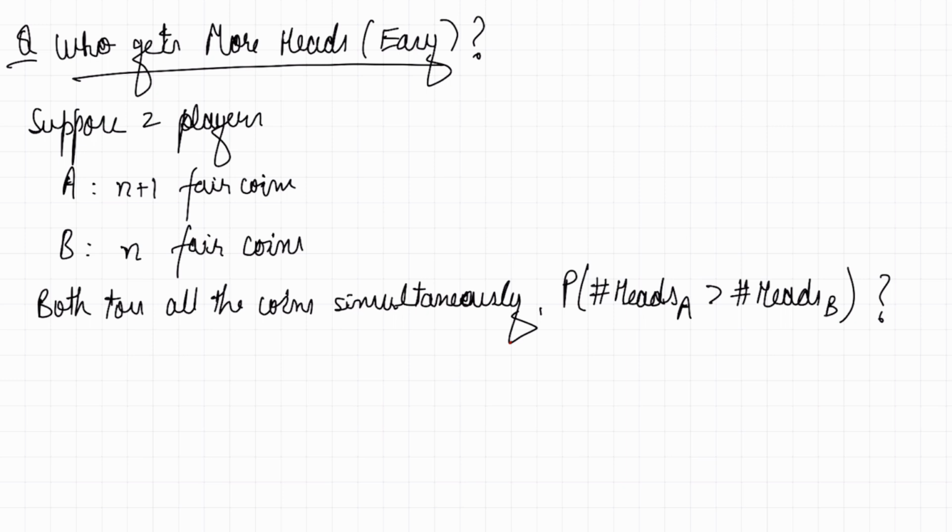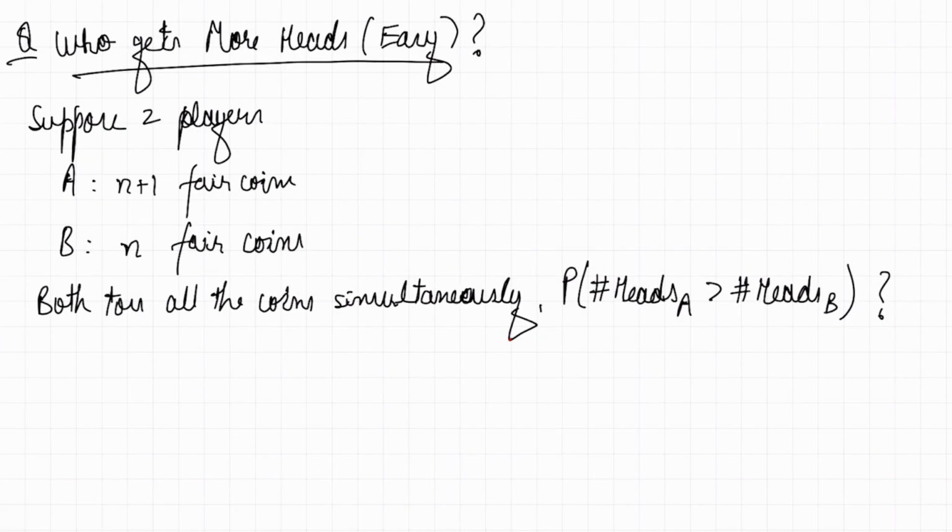Anyways, today we're going to be starting with a probability based question, and today's question is who gets more heads. This is an easier version of the problem, and the reason I say so is because in the next video we're going to be talking about a more complicated version. But anyways, today we're going to be talking about the situation where you have two players, A and B, and A has n plus 1 fair coins and B has n fair coins.